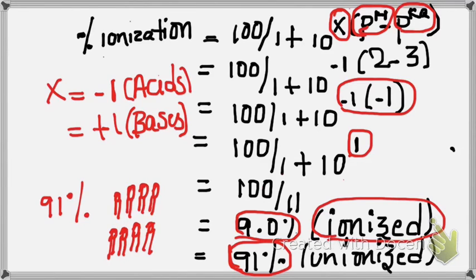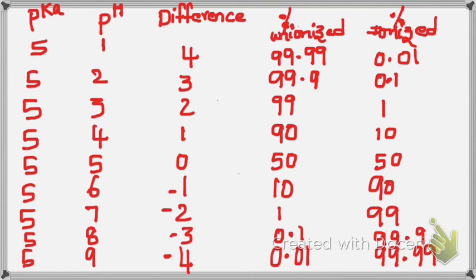In the same way, we can calculate the degree of ionization for various drugs if we know the pKa of the functional group or the pKa of the drug and the pH where the drug is present. So this is the traditional equation to calculate the percentage of ionization. But there is a shortcut to find the percentage unionized and the percentage ionized based on the difference between the pKa and the pH.